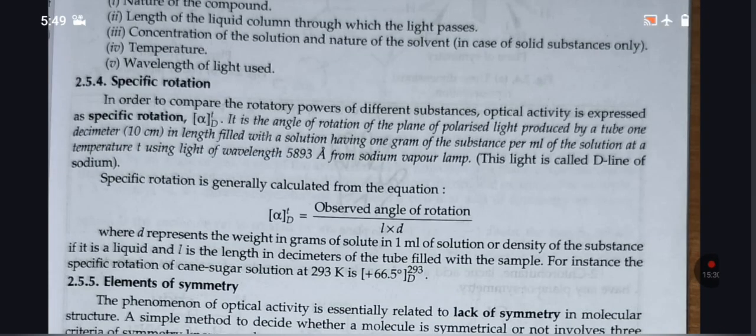Specific rotation is generally calculated from the equation: specific rotation is equal to the observed angle of rotation divided by L into D, where D represents the weight in grams of solute in 1 ml of solution, or the density of the solution if it is a liquid, and L is the length in decimeter of the tube filled with the sample. For instance, the specific rotation of a cane sugar solution at 293 Kelvin is 66.5 degree, at 293 D.